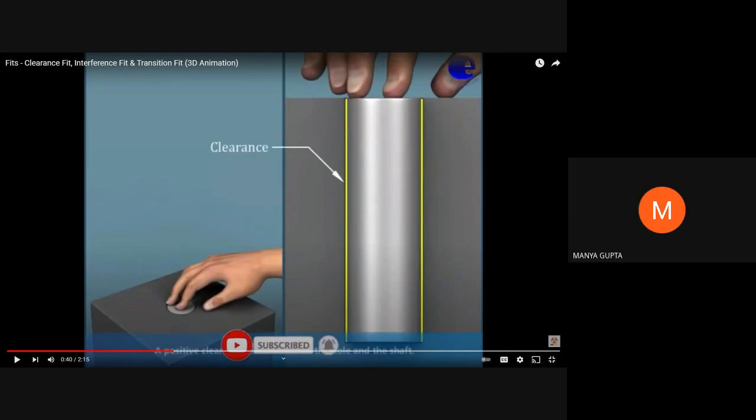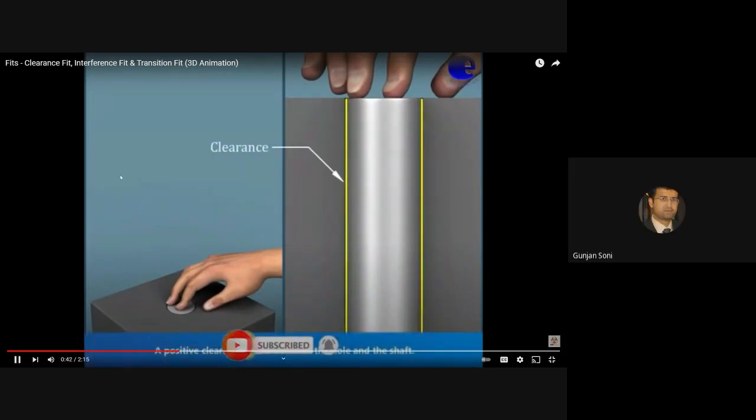But sir, in general applications, forces will be applied, right? Only then there will be relative motion. No, not that force. If you have to do the assembly, the force should not be required. Okay, sir. Okay.